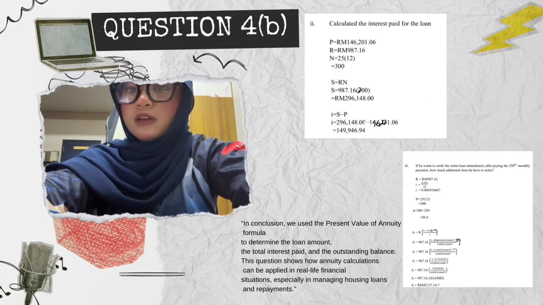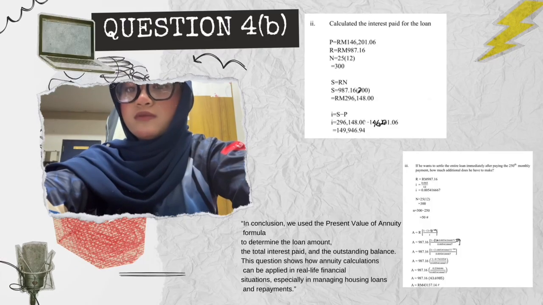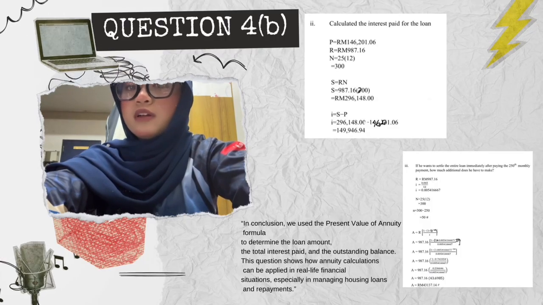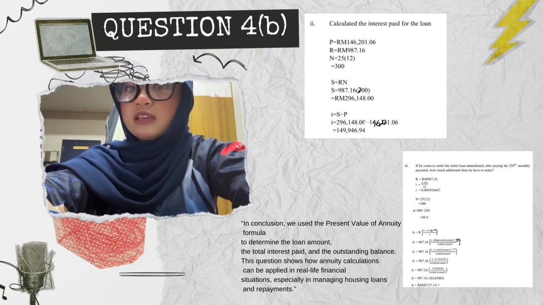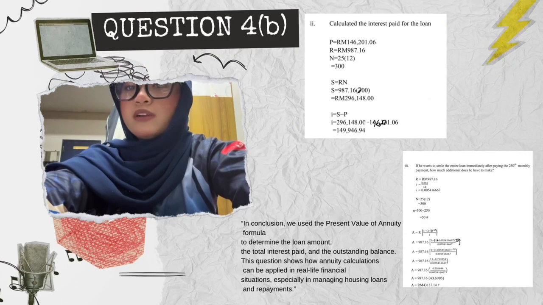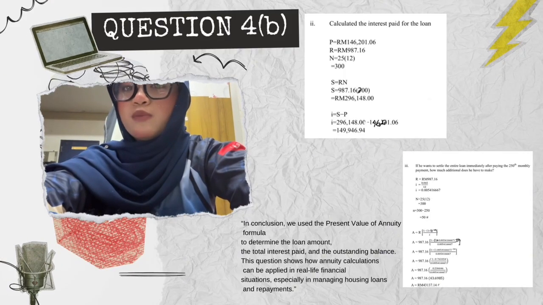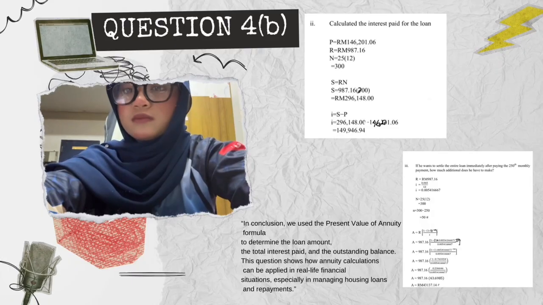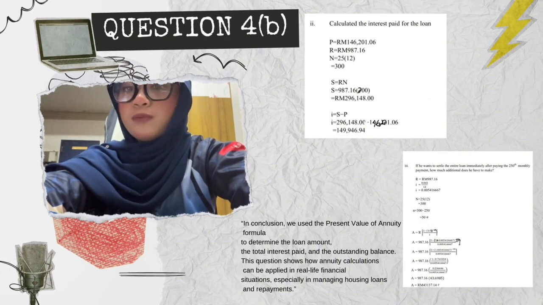Therefore, RM296,280 minus RM146,201.06 equals RM150,078.94. Hence, the total interest paid is RM150,078.94.